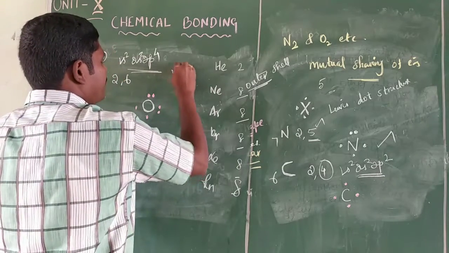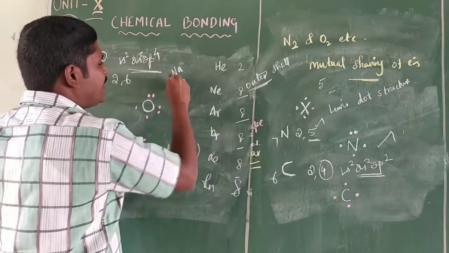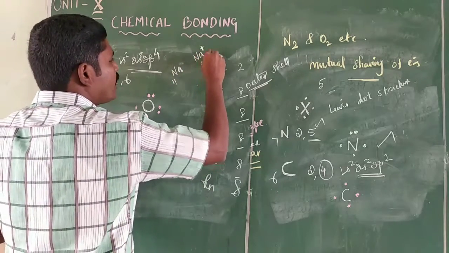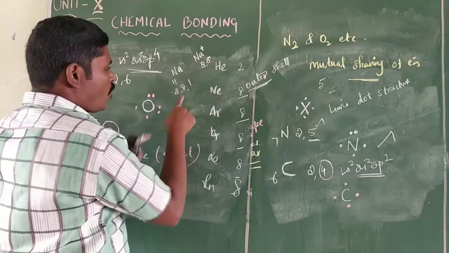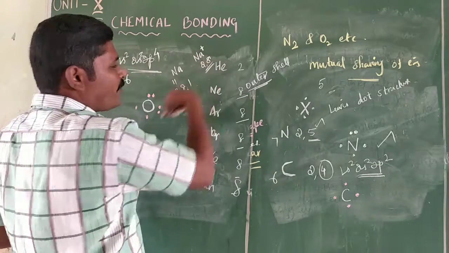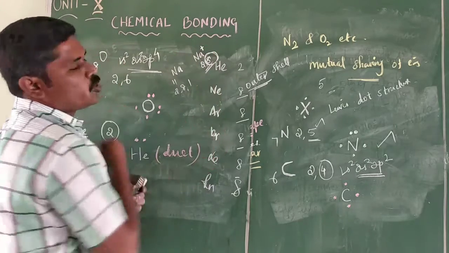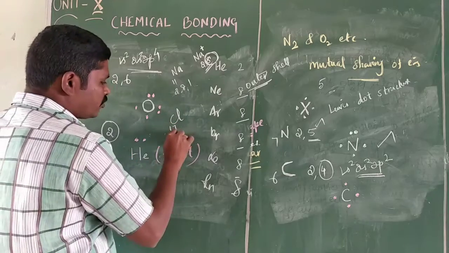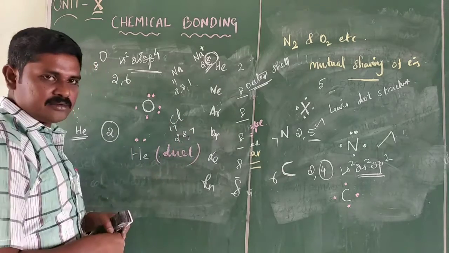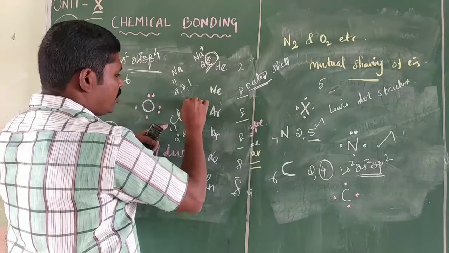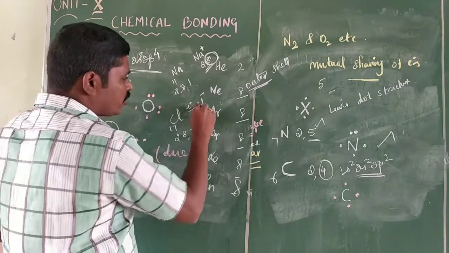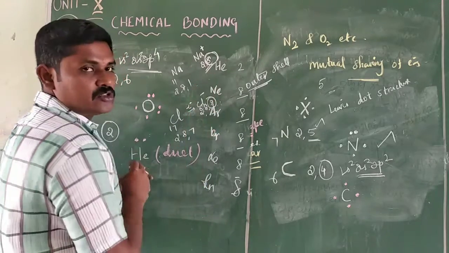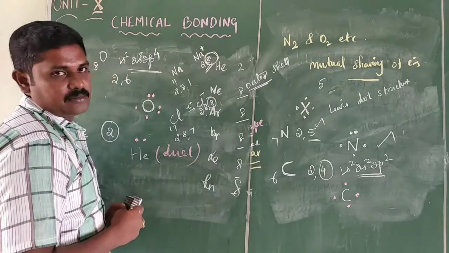For example, sodium, Na 11. Loss of 1 electron gives Na plus, 2, 8, 1 in the atom, but in the ion 2, 8. So it obeys the octet rule. Fluorine 17, 2, 8, 7. So gain of 1 electron, right? To attain chloride ion 2, 8, 8. The outermost shell having 8 electrons. So it obeys the octet rule. Are you right?